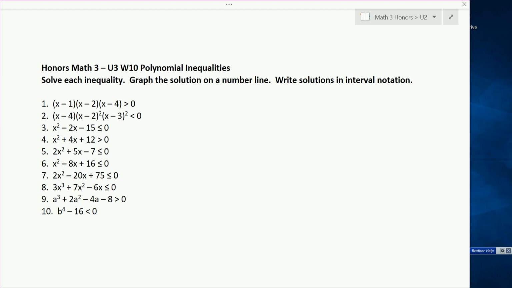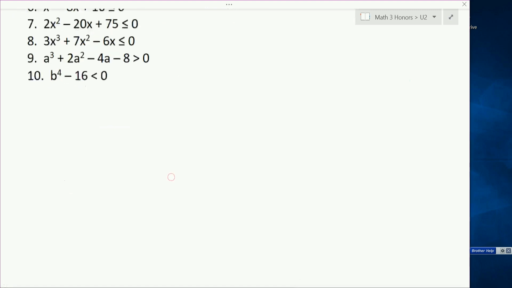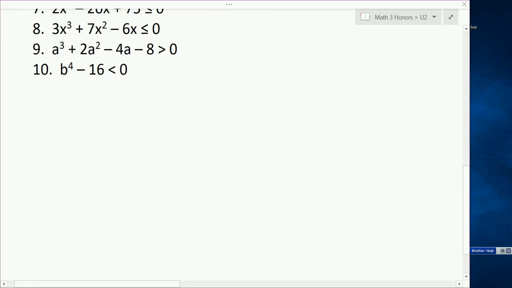So let's do number 10 together. So we have b to the 4th minus 16 is less than 0. And the first thing you want to do is get a graph for this. And we have different techniques to get a graph now. We have factoring. Factoring is something that you want to rely on first. But if factoring doesn't work, then you can guess and check using the synthetic division table. That will work as well.